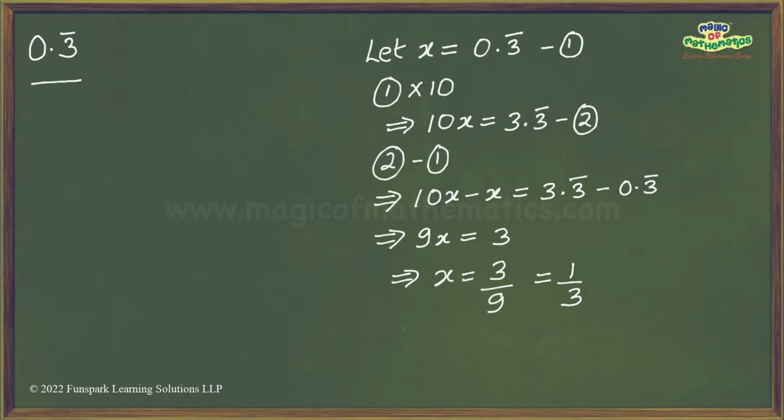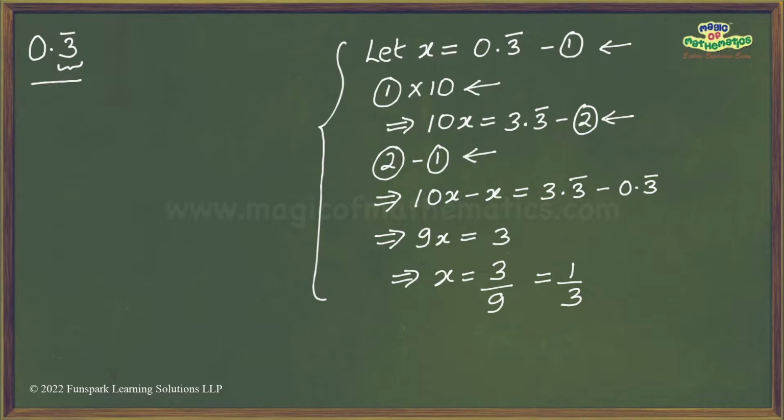The first example I will take up is 0.3 recurring. Here we have a single digit which recurs after the decimal point, and this is the formal technique for finding the fraction equivalent of 0.3 recurring. Let us do a quick walkthrough of the technique. We let x equal 0.3 recurring and multiply this equation by 10 to get 10x on the left hand side and 3.3 recurring on the right hand side.